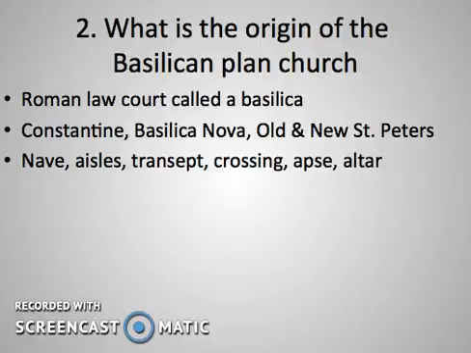The fundamental architectural elements then, the nave, the aisles, the transept, the crossing, the apse, and the altar, all have a specific function, and mostly it's about moving around the church. And then we always care about the transept and the crossing, because where they meet, where the transept and the nave cross, is where we've got the dome or a tower or some kind of interesting artistic element.